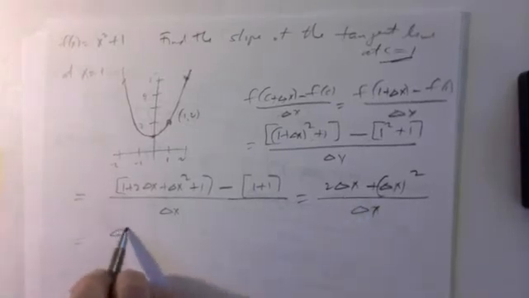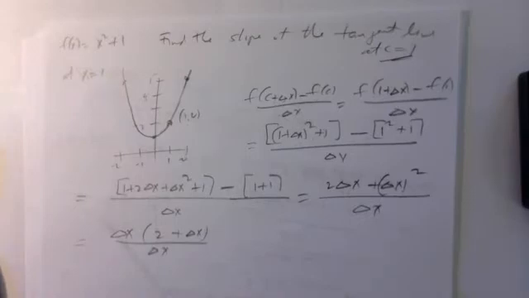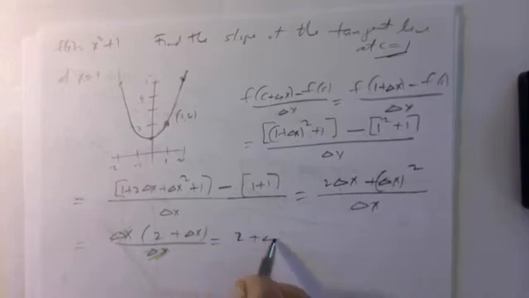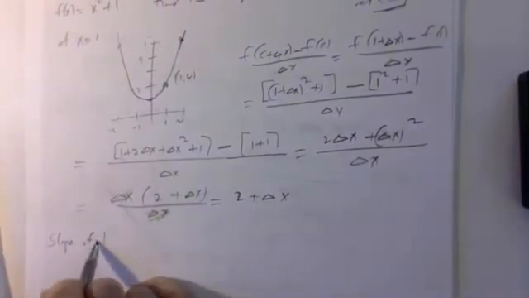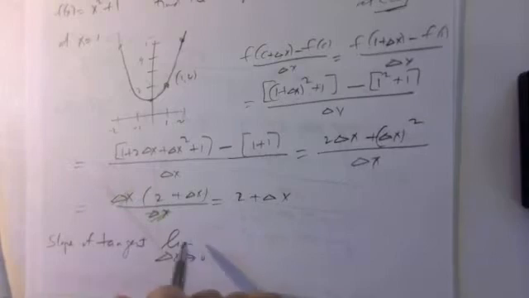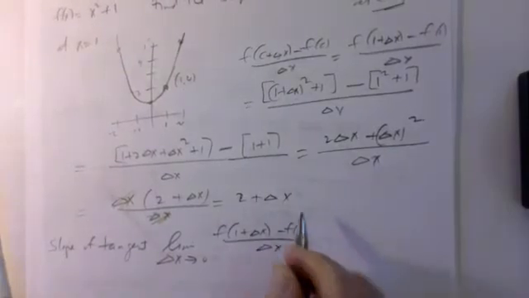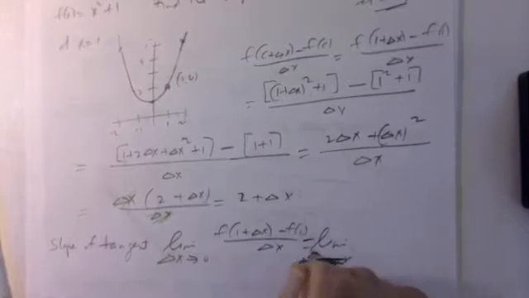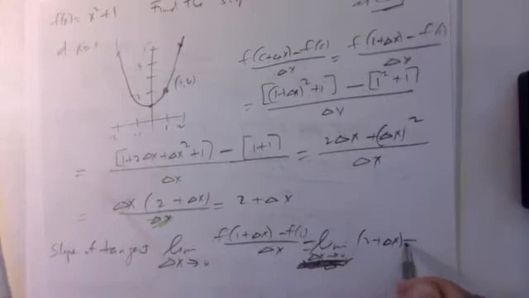And I can factor a delta x out of the numerator. I get 2 plus delta x over delta x. And these delta x's cancel. So this is 2 plus delta x. So the slope of the tangent line is the limit as delta x goes to 0 of this difference quotient. That's the limit as delta x goes to 0 of 2 plus delta x. And when delta x goes to 0, 2 plus delta x just goes to 2.